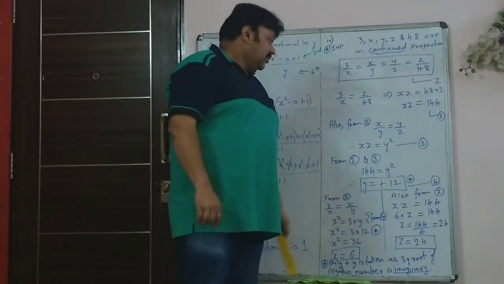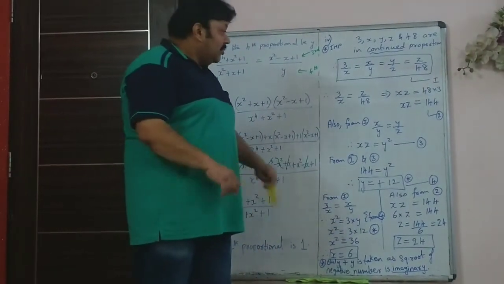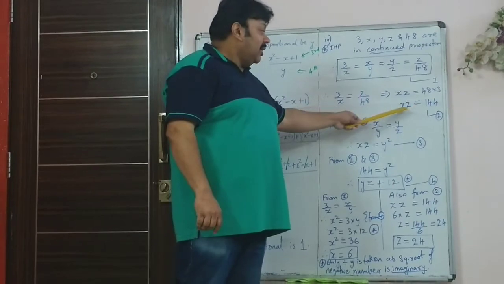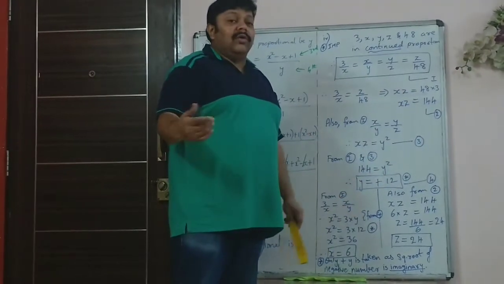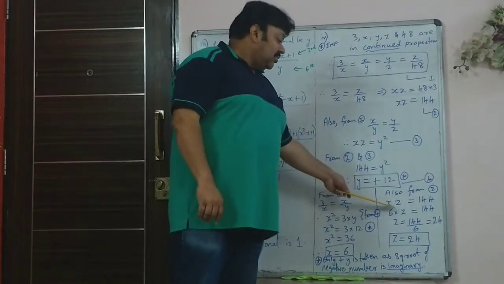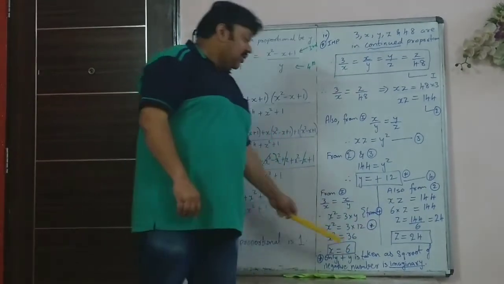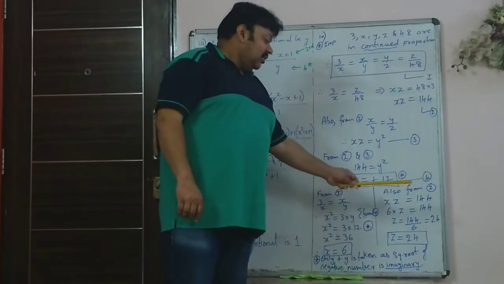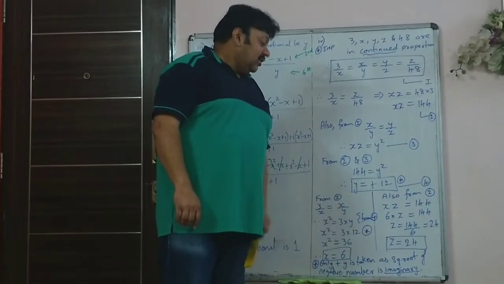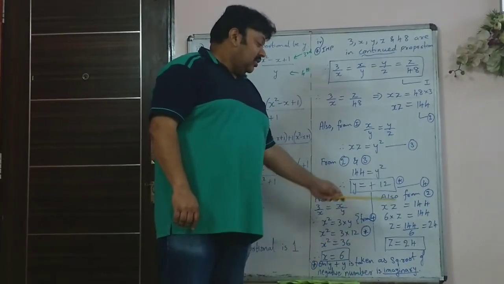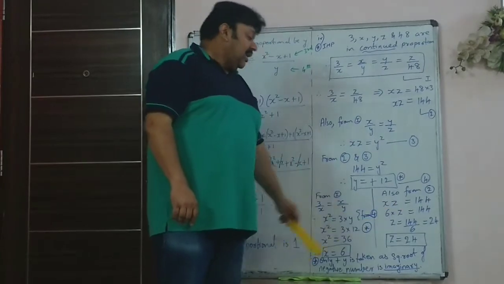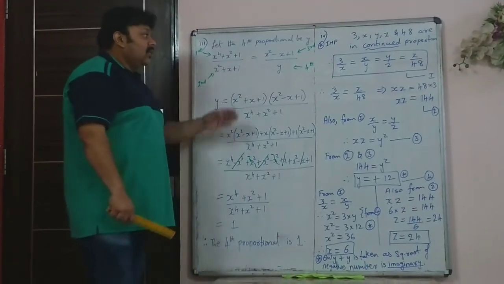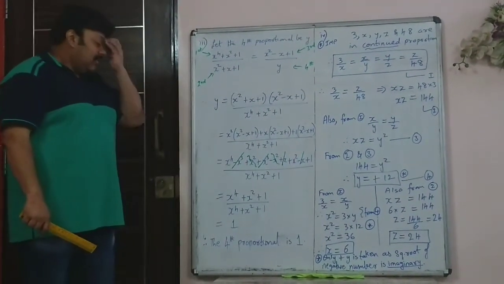Same reason. Now from this expression 2, once you find x, you can easily find z. So we substitute x is 6, because we have just found x is 6. So x into z is 144, so z is equal to 144 upon 6, which is 24. z is 24. So that's how you will solve sum number 4.